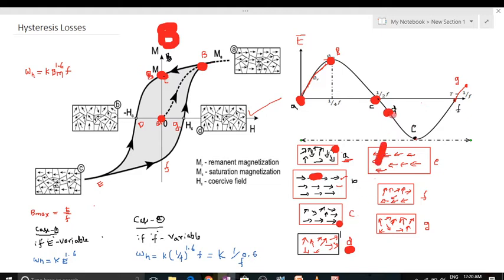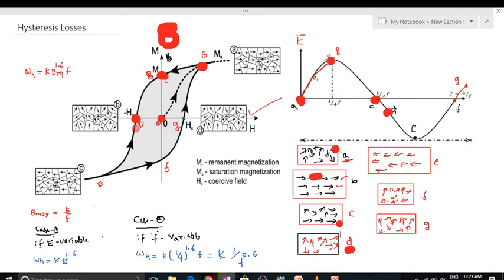So at point D in the alternating sinusoidal waveform, look at the same point D on the BH curve. Only H exists but B is 0. On the y-axis B is 0, and on the x-axis H exists. B is 0, nothing but the domains are all in random directions. But H exists. Why does H exist? Because the force is there, a negative force, so a negative magnetic field intensity will exist in this direction.